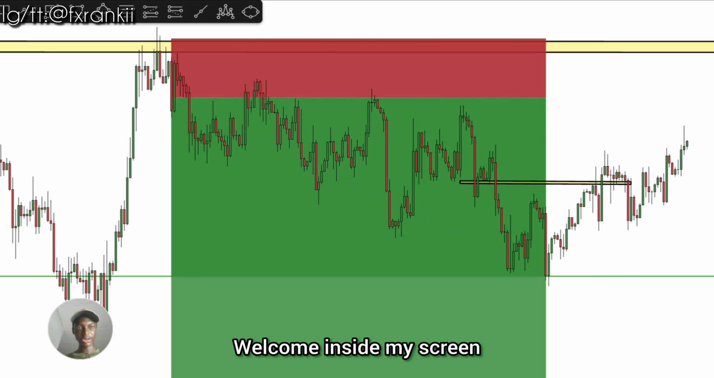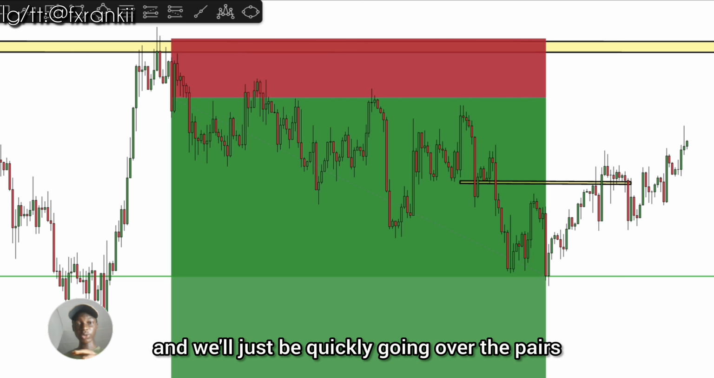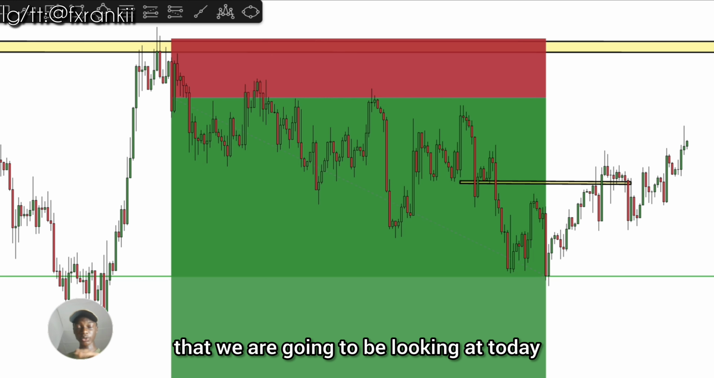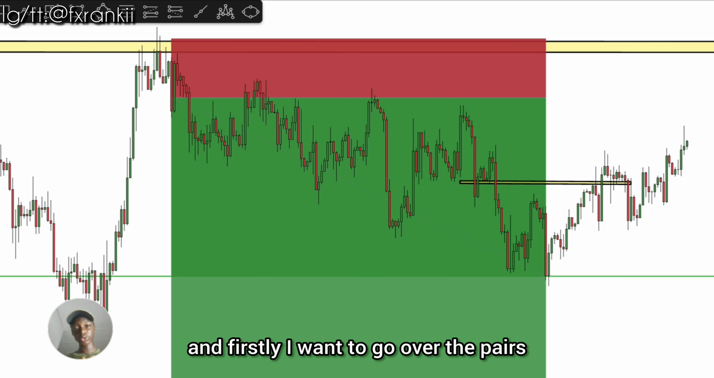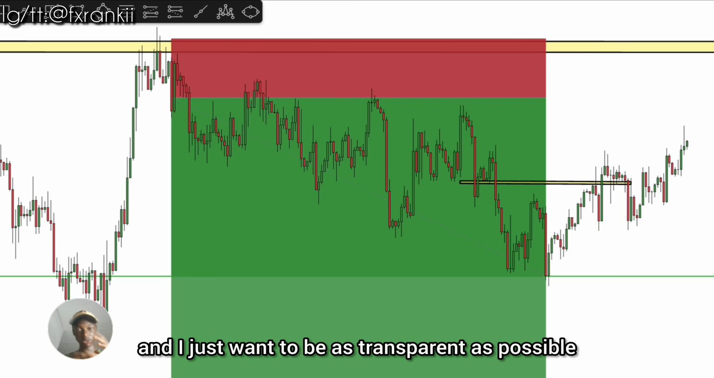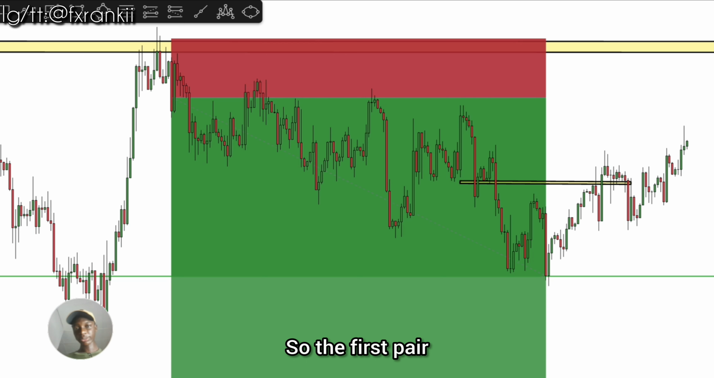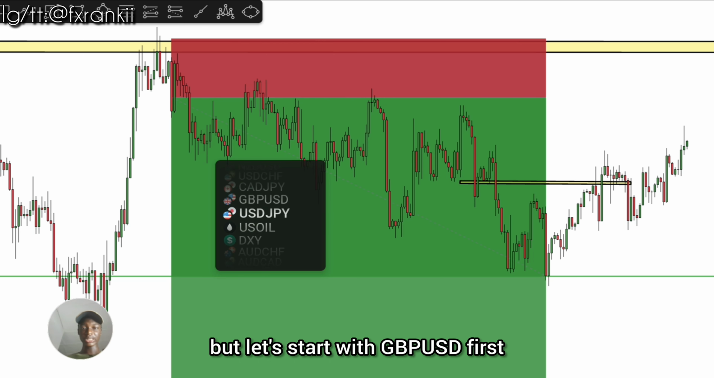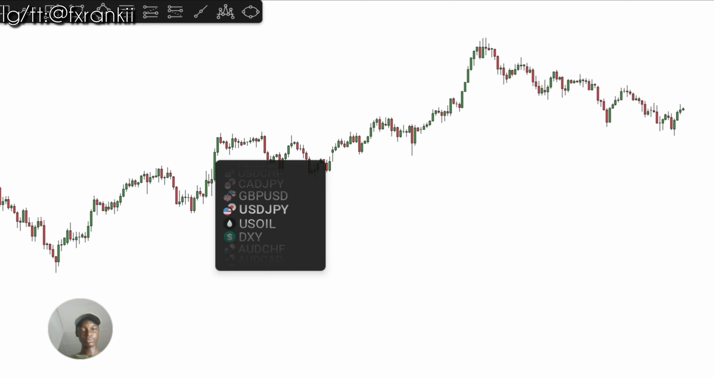Welcome inside my screen, and we'll just be quickly going over the pairs that we are going to be looking at today. Firstly, I want to go over the pairs that I called out the last time, and show you guys how those pairs are moving now. I just want to be as transparent as possible. The first pair that I called out was CAD JPY, but let's start with GBPUSD first.